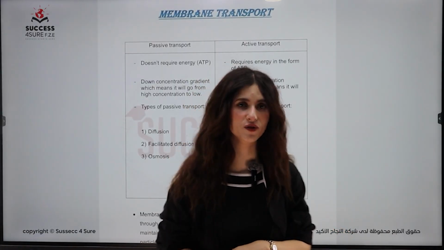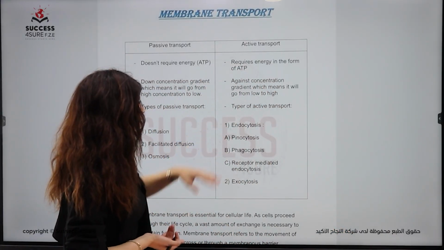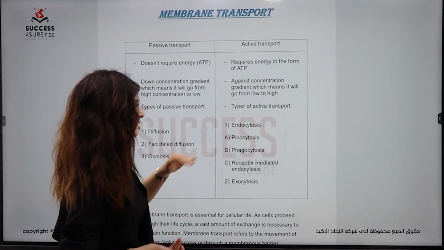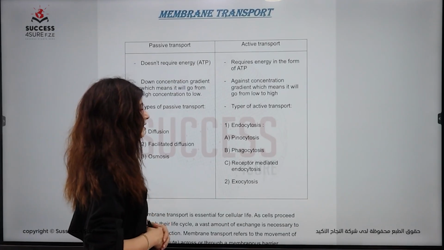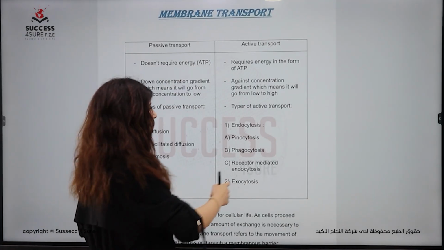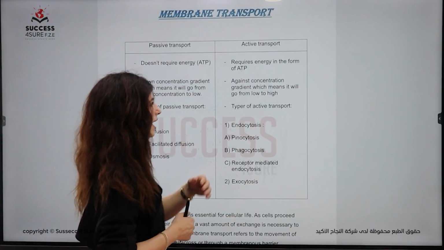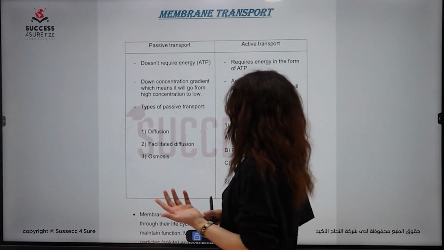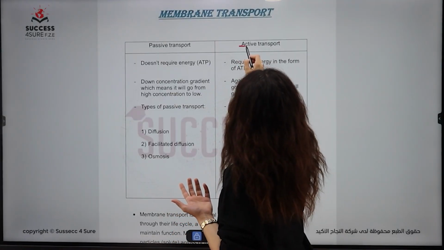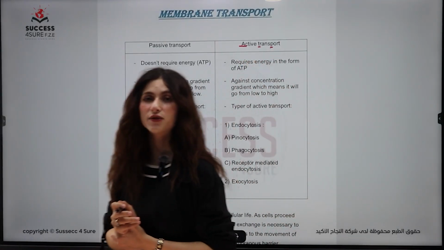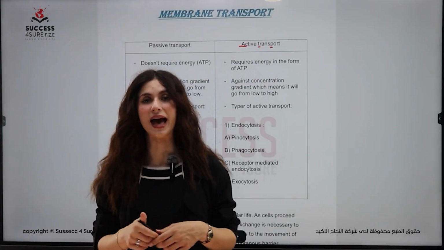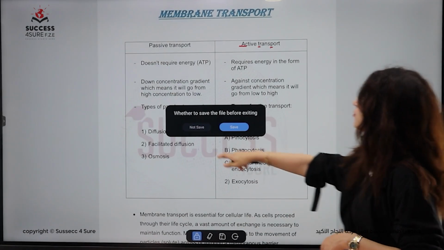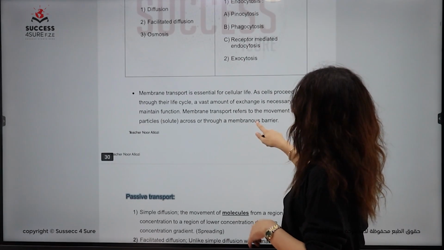Now, the types of active transport are endocytosis. Endocytosis has more than one type, which are pinocytosis, phagocytosis, receptor-mediated endocytosis, and the last one, which is exocytosis. Now, anything that ends with the word cytosis is going to be in active transport. Another thing, if you forgot which one requires ATP or which one requires energy, remember, ATP. So active transport is the one that requires ATP and energy. Okay, great. Now we're going to talk about the types of passive and active transport.